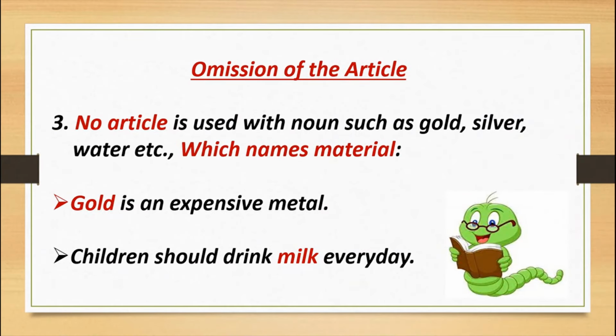Rule 3. No article is used with nouns such as gold, silver, water, etc., which names material. Say for example, gold is expensive metal. We don't use any article before gold. Children should drink milk every day. We don't use any article before milk.